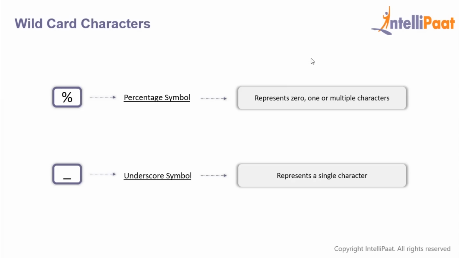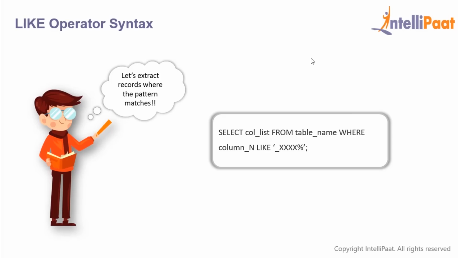Now, the like operator is used in conjunction with the wildcard characters. And there are 2 wildcard characters. First one is the percentage symbol and the second one is the underscore character. So the percentage symbol is a substitution for 0, 1 or more characters, while the underscore is a substitution for a single character. And this is the syntax for the like operator. After giving the where clause, we give the column name followed by the like operator and then the pattern which you want to extract. And keep this in mind, guys, the pattern should be inside single quotes.